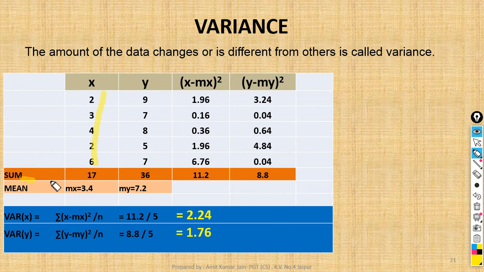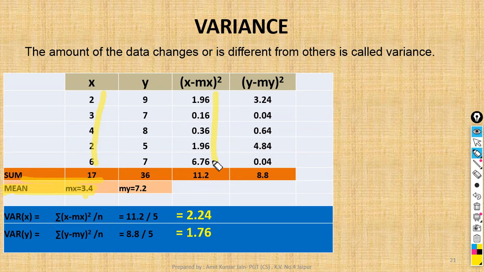To find the variance, first we will calculate the summation. It is 17 here, and the average value, in the context of statistics, is called the mean. It will be 3.4. Then we will find x minus mx whole square. X is 2, mx is 3.4. X minus 3.4 will be minus 1.4, and the square of minus 1.4 equals 1.96.